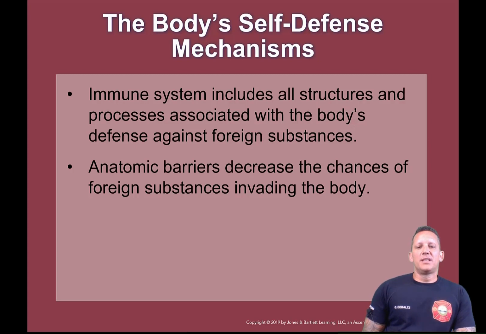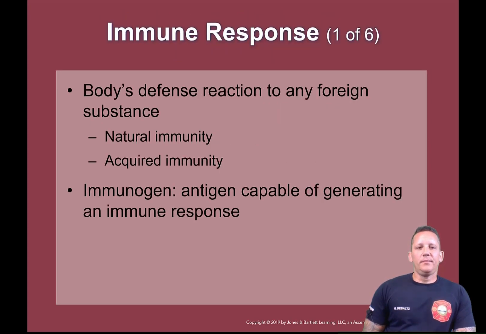Anatomic barriers decrease the chances of foreign substances invading the body, and that's pretty typically the skin being intact, not allowing something inside the body, or the GI tract, or some other normal means of keeping something from getting inside the body. So the body's defense reaction to any foreign substance is a natural immunity or an acquired immunity. Natural immunity means that you were born with it, you didn't actually have to be exposed to it, and the acquired immunity is an easy one.